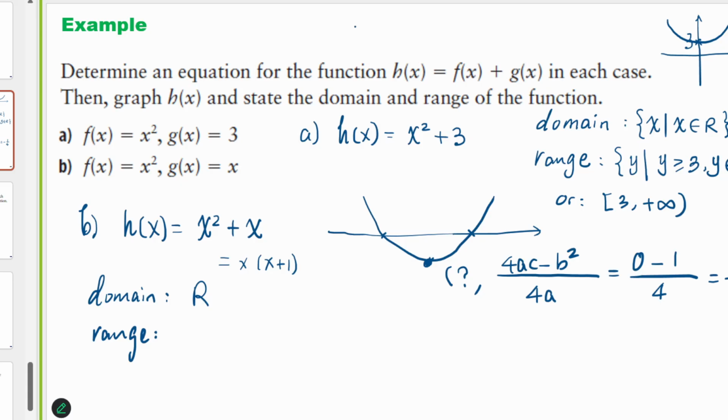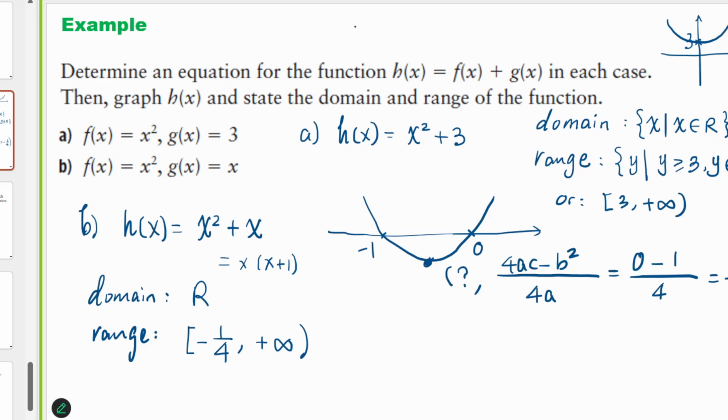Okay, let me check. Is it correct? So one of the zeros is negative 1. The other zero is 0. So the x-coordinate is negative 1 over 2. If you insert that into the expression, you will end up with negative 1 over 4. So that is correct, right? Okay, so the range is simply from negative 1 over 4 to positive infinity, right?